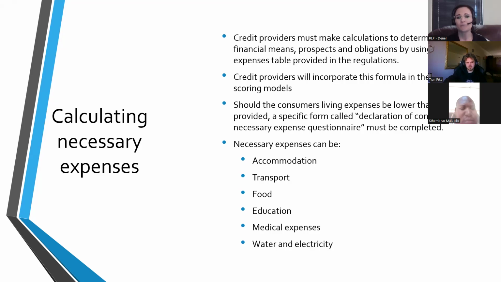Okay, so credit providers will then incorporate this formula in their credit scoring models. Should the consumer's living expenses be lower than the amount provided, a specific form called a Declaration of Consumers Necessary Expense questionnaire must then be completed. And then what do they consider necessary expenses? Accommodation, transport, food, education, medical expenses, as well as water and electricity. Okay, that's what the NCA feels is expenses that we need on a daily basis to survive.